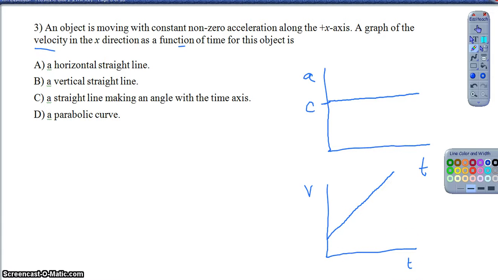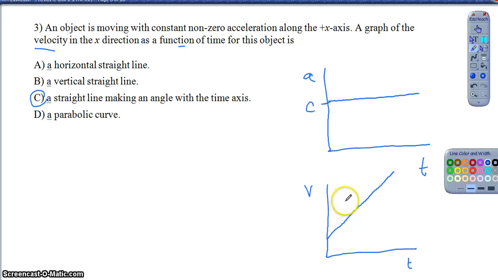So my velocity versus time graph should make a straight line graph making an angle with the x-axis, or with the time axis. Okay, so option C is my best option here. If it was asking us for the position versus time, we could say it's a parabolic curve, but they're only asking us for the velocity versus time.